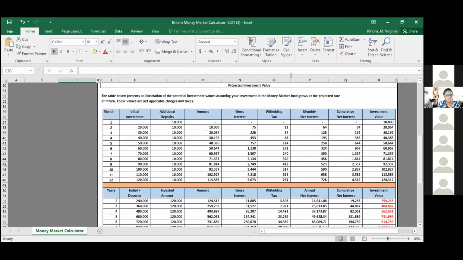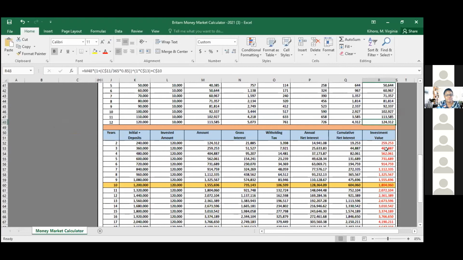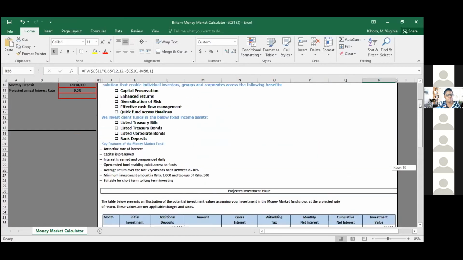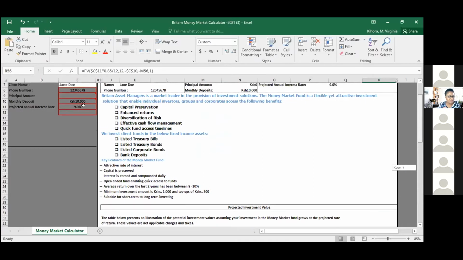So year 1, it will have grown to this. By the end of the year, it will be 124,000. By the end of year 2, it will be 259, year 3, like that. So I can actually put it on my vision board for me to see how my investment is growing. Let me do another example for 50,000. Someone who's doing 50,000 monthly.